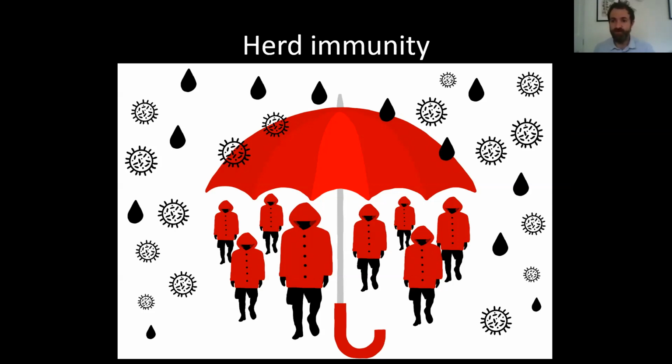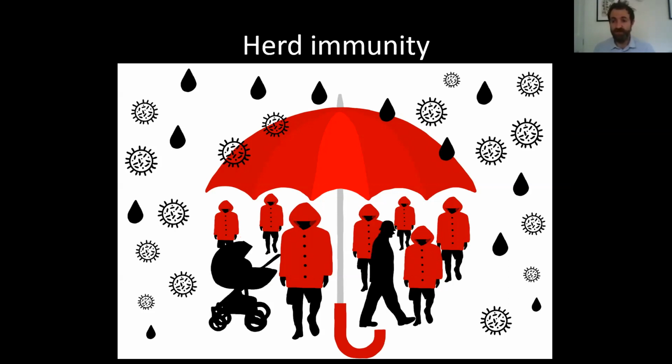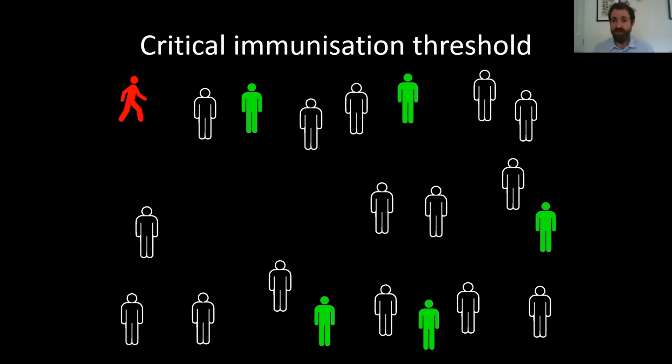So it keeps people who can't have the vaccination because they're too young or too old safe from the disease as well. So vaccination really is, if you've got a vaccine for the disease, the best possible way that we can wipe out a disease. So the question is then, how many people need to be vaccinated? How many people need to get a raincoat in order for this disease to be wiped out?